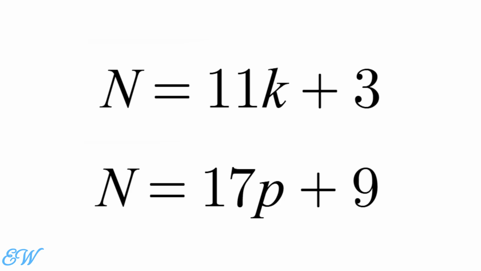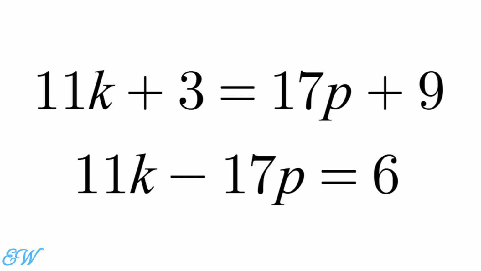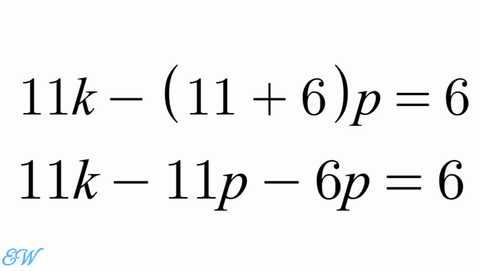So then we can write n as 11k plus 3, and we can also write it as 17p plus 9. Then let's set them equal to each other, bring all the variables to one side, all the numbers to the other side, and we get 11k minus 17p is equal to 6. Now, since we just need to get the same number for the variables, in this case we need 11, we can set 17 equal to 11 plus 6. So we get 11k minus 11p minus 6p is equal to 6.